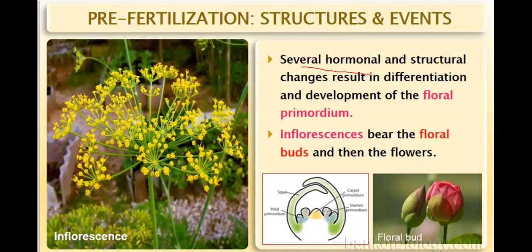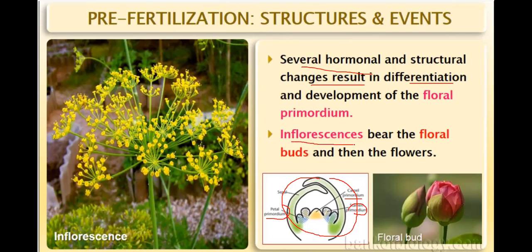See, several hormonal and structural changes result in differentiation and development of the floral primordium. This is the floral primordium. So here there are different types of primordium: carpel primordium, sepal and petal primordium, stamen primordium. So these primordia bear different organs of the flower.